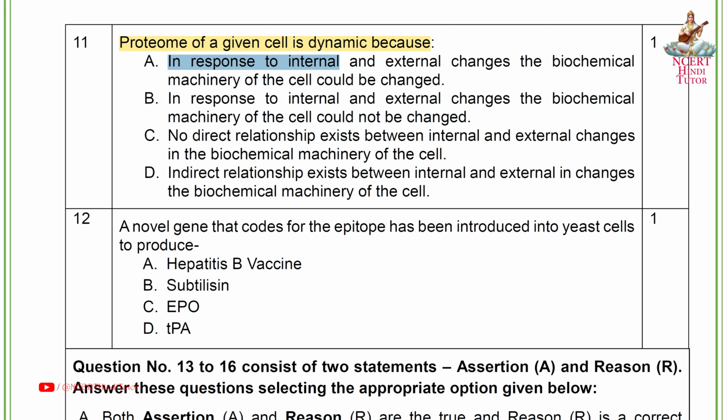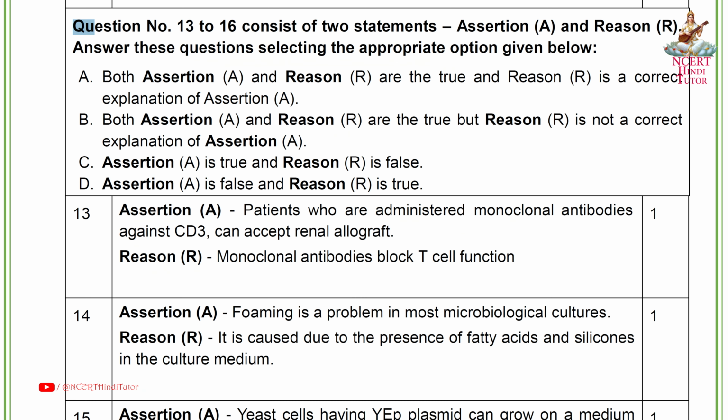In response to internal and external changes, the biochemical machinery of the cell could be changed. Question 12. A novel gene that codes for the epitope has been introduced into yeast cells to produce answer A. Hepatitis B vaccine. Question number 13 to 16 consists of two statements, assertion A and reason R. Answer these questions selecting the appropriate option given below.